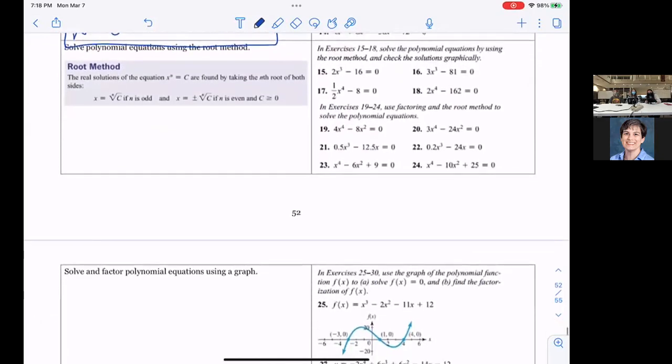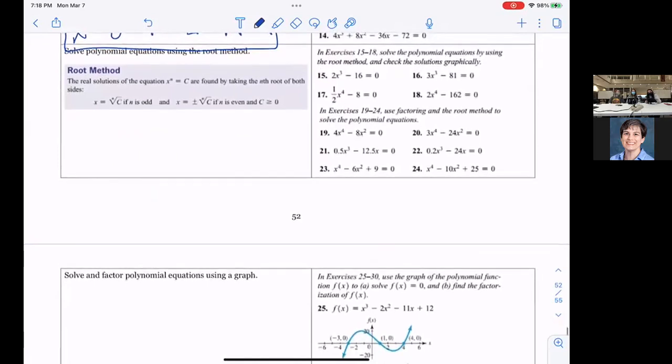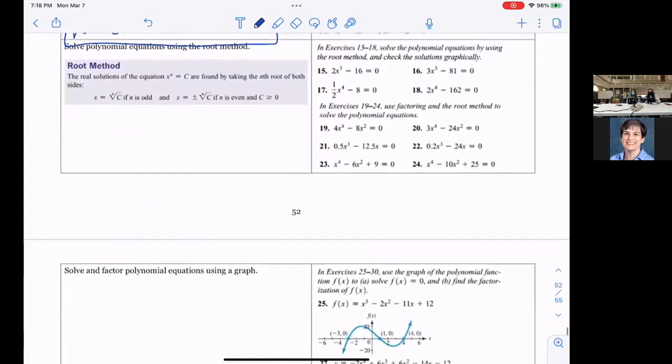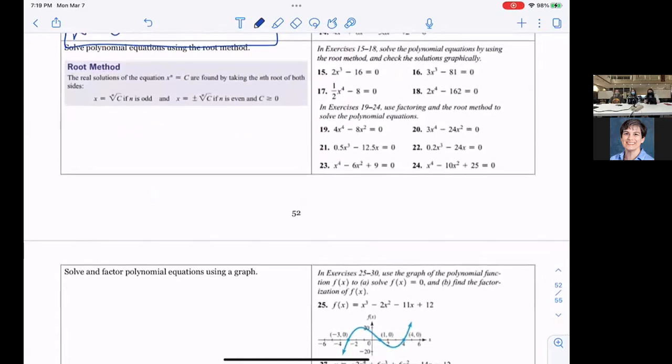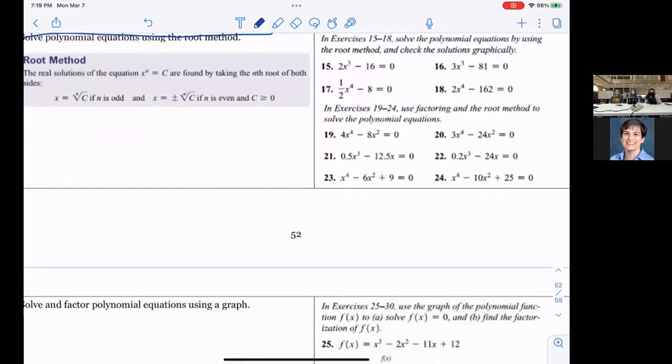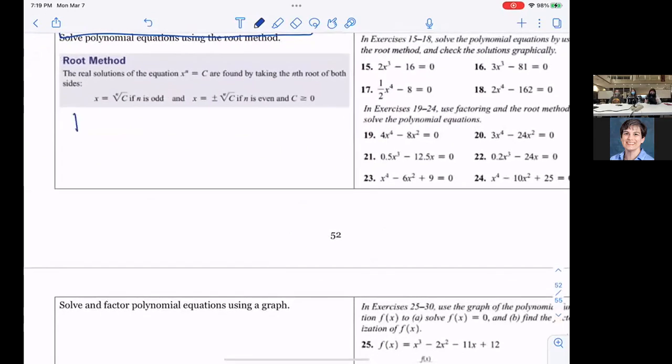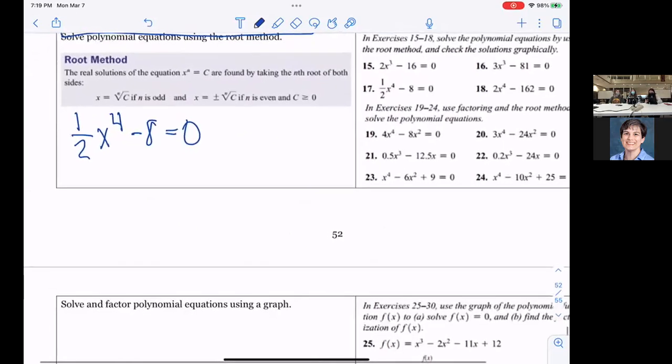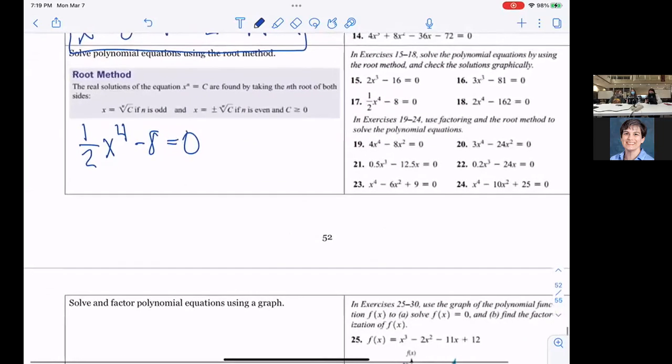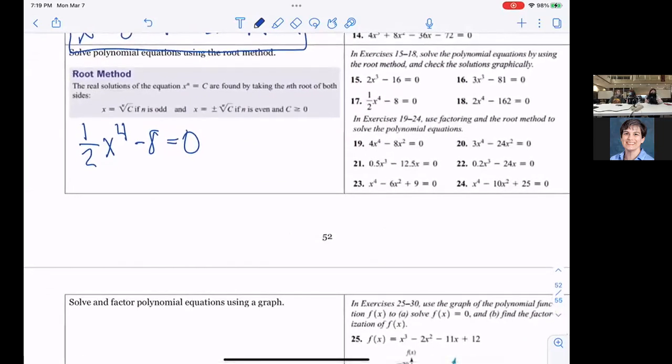So any others on that page? Just go ahead and ask them. Do you have any others on this page? 17. All right, we're going to add 8 first and get 1/2 x to the 4th equals 8.